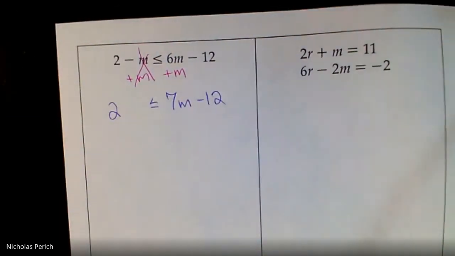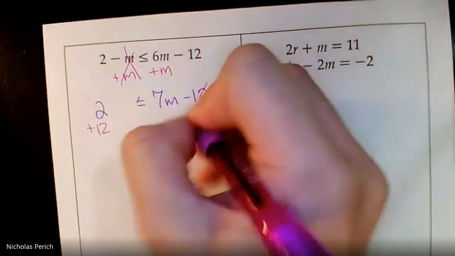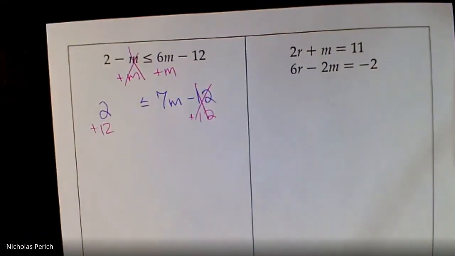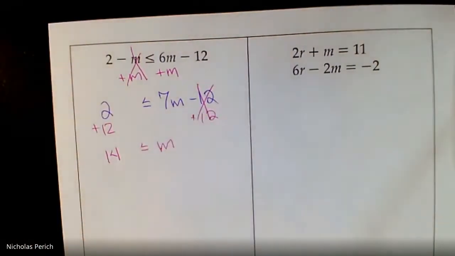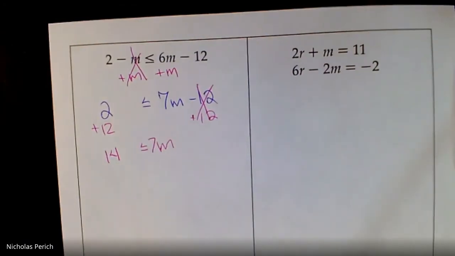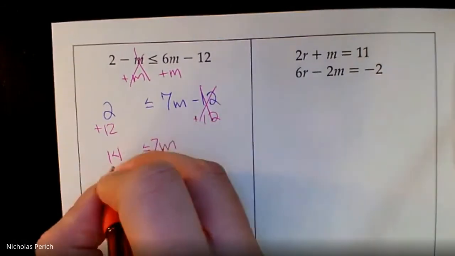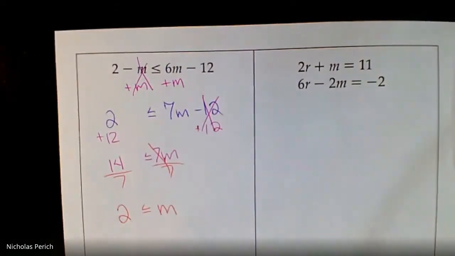We know what to do. So I'm going to do it. 2 and 12 make 14. 14 is less than or equal to 7m, sorry, 7m. Divide both sides by 7, and I have 2 is less than or equal to m. I hate it. What should I do? And be very careful.